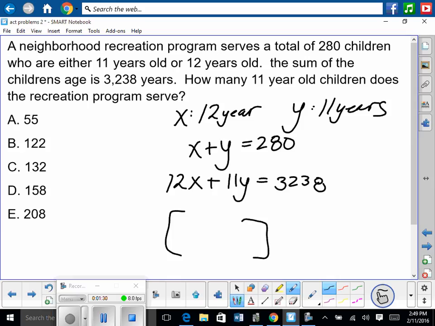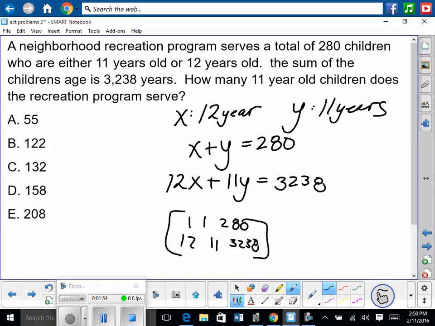So that would be 280, right? 12, 11, and 3,238. So you'll have to remember how to do it on your calculator, though. So remember, it's matrix, or you go second matrix. Do you guys have a calculator with you? Because it takes a little practice to remember how to do it.